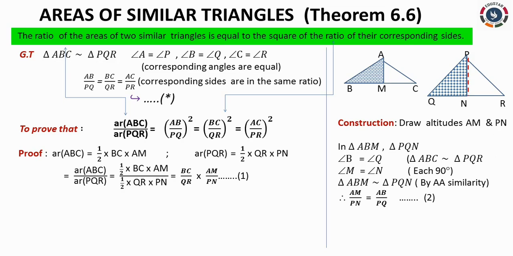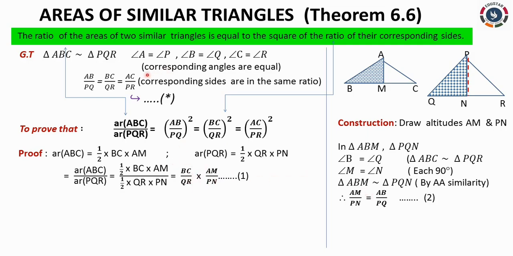After proving that they are similar, what we will get? The corresponding ratio. So what is the corresponding ratio? AM by PN. Next, AB by PQ. Even the third one we will get, but we are going to use these two. So we will get AM by PN is equal to AB by PQ. Note down this. So this is the thing we are going to replace in equation 1 in the place of AM by PN. Can you understand here? Okay. What about BC by QR?